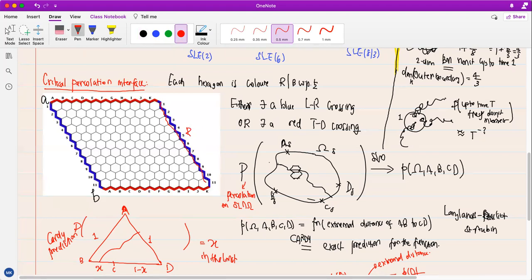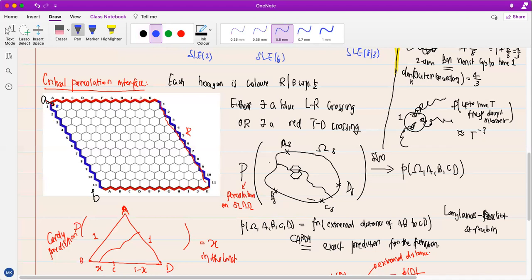The way Schramm got a path in percolation was what he introduced as the exploration process. His idea was this: you start at A, you enter here. The rule is to keep red to the left and blue to the right. So you enter here and see the color of this hexagon. It's either blue or red. Suppose it is blue.